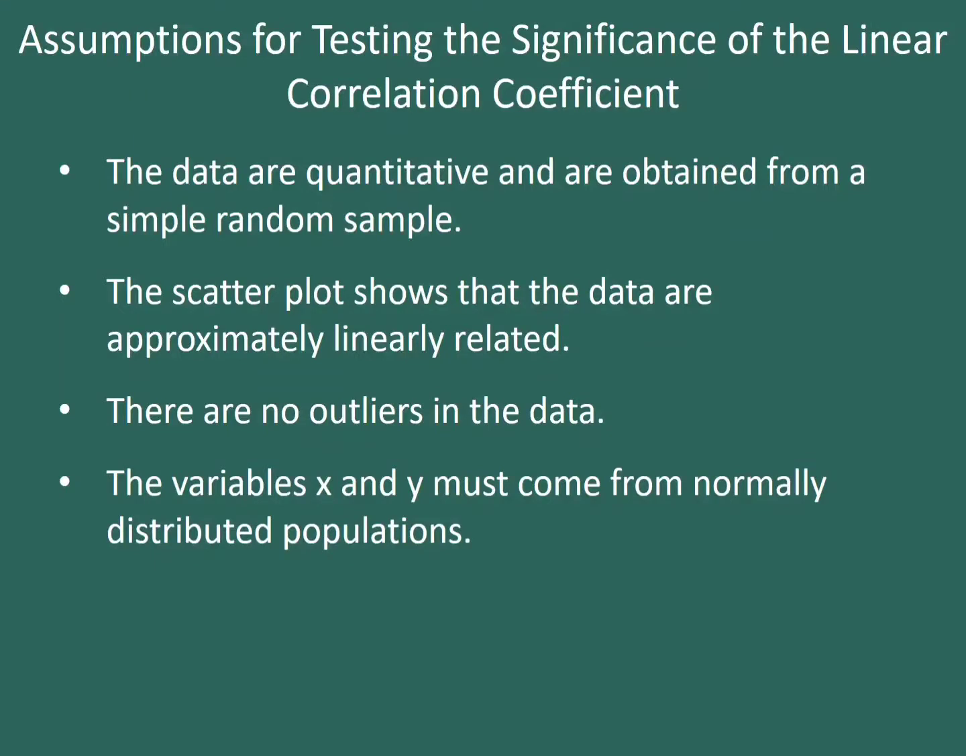Assumptions for testing the significance of the linear correlation coefficient. The data are quantitative and are obtained from a simple random sample. So again, they are random and they are quantitative, meaning numerical. A scatter plot shows that the data are approximately linearly related, so they should be linearly related. You cannot use a test on a non-linear graph. There are no outliers in the data, so you have to make sure of that. And the variables x and y must come from normally distributed populations. So we have to assume normality for the variables x and y.